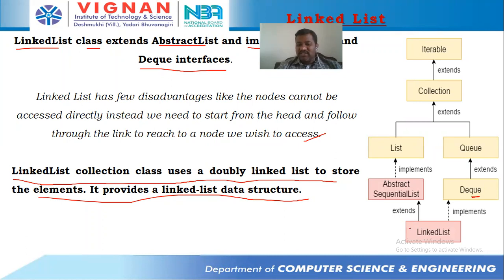Now finally, linked list is extending this abstract sequential list, as well as it is implementing the Deque interface. You can see here, linked list is a class which was taken from the list interface as well as the queue interface. Two interfaces it is implementing, right?